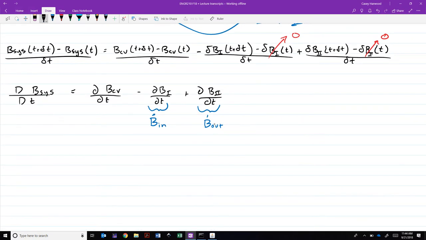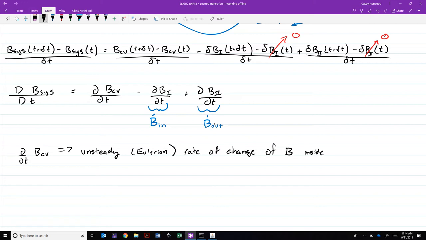So a quick interpretation of these terms, okay? d/dt of B CV can be thought of as the unsteady, in an Eulerian sense, rate of change of B inside the control volume. So for example, if our flow is unsteady, maybe if we have a compressible flow and the density of the flow is increasing gradually over time, then even if there was no velocity, no B being carried in and out of the control volume, this would tell us the rate of change of the mass contained within that region of space, just because of the things changing inside of its boundaries.